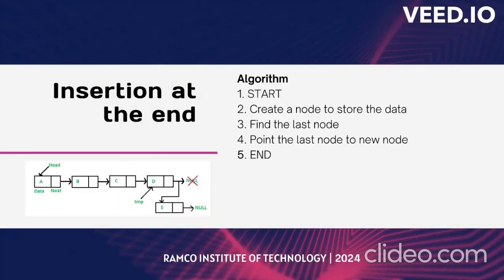So like insertion at the beginning, we have to insert at the end also. For that we have to create a node to store the data, then find the last node, then make the address change to point the last node to the new node. So see the diagram, we have A, B, C, D. Then we have to insert E at the end of the list. For that only one step is required: just change the address part in D to point to E. That's all. So we will see the implementation part.